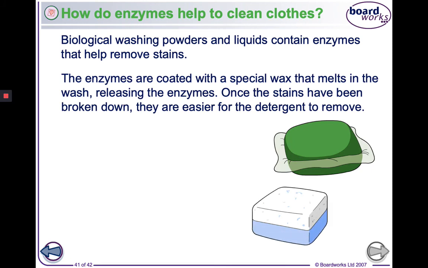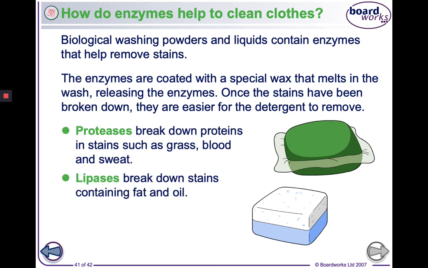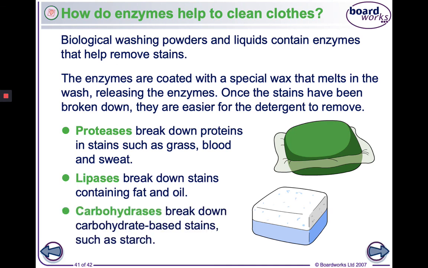How do enzymes help to clean clothes? Of course, we have some dirty clothes that have been stained, very greasy, so some food has actually got into them. So the enzymes are coated with a special wax that melts in the wash, releasing the enzyme, and those enzymes actually get on the clothes surface and clean the clothes in the washing powder. So the protease, lipase, and carbohydrase play an important role in washing and cleaning the clothes as well.